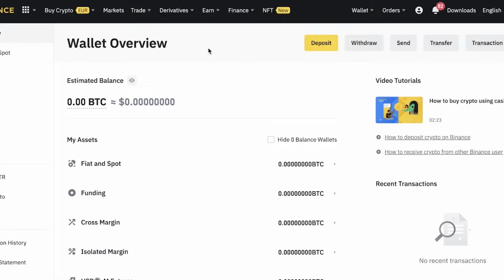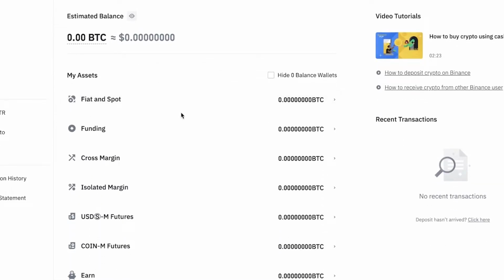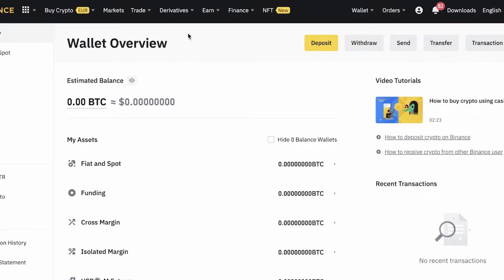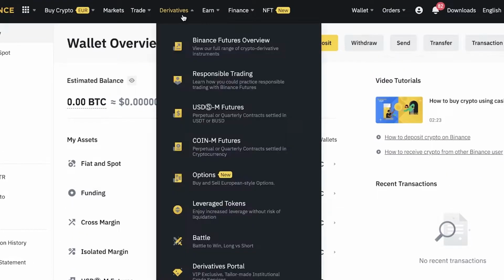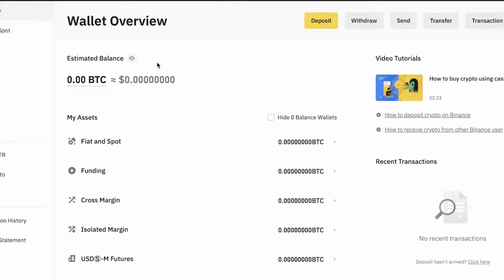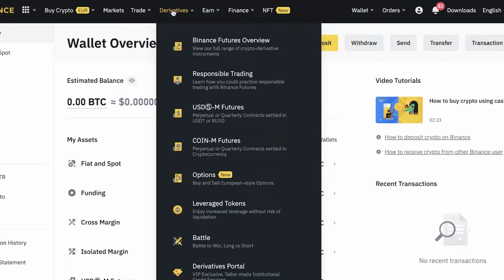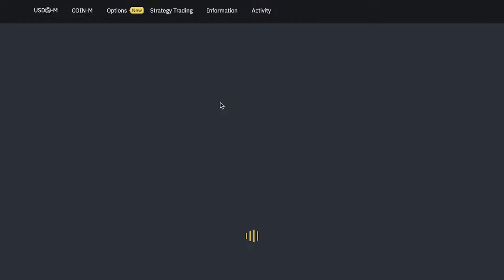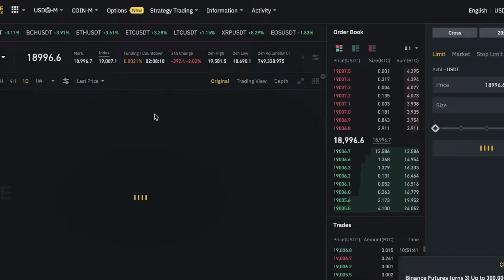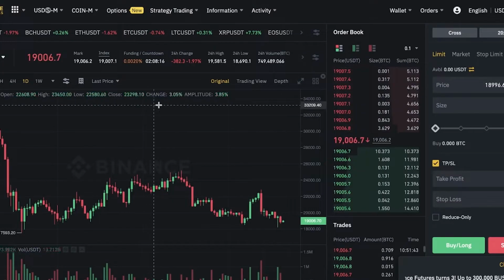Now, once you have put money in your futures trading, we can actually begin doing our futures trading. To get started with that, you're going to go into the derivatives section of Binance, and then go into USDM futures. Once you have clicked on that, this will open up the futures trading market for you. Now you can see over here, this is the futures trading market.